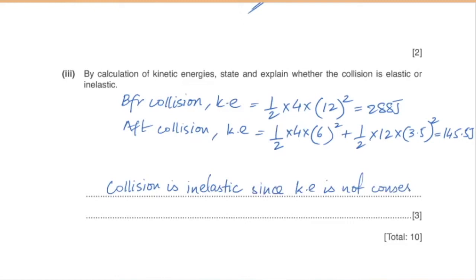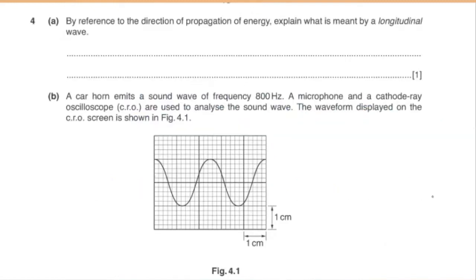Question number 4, part A. By reference to the direction of propagation of energy, explain what is meant by a longitudinal wave. A longitudinal wave has oscillation that is parallel to the direction of propagation.